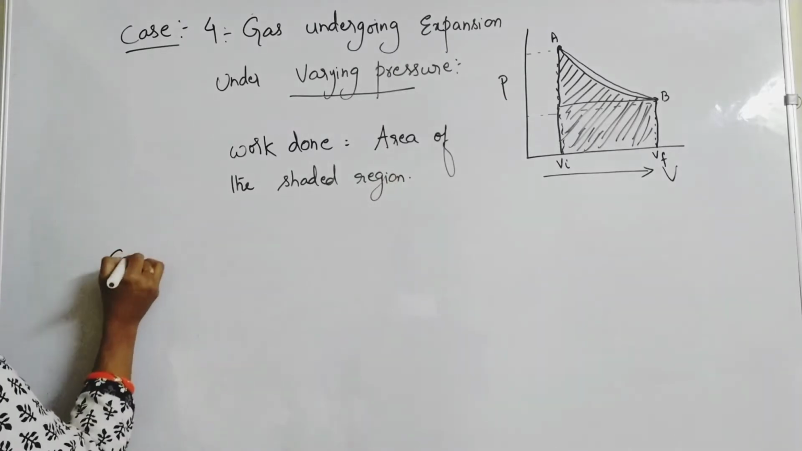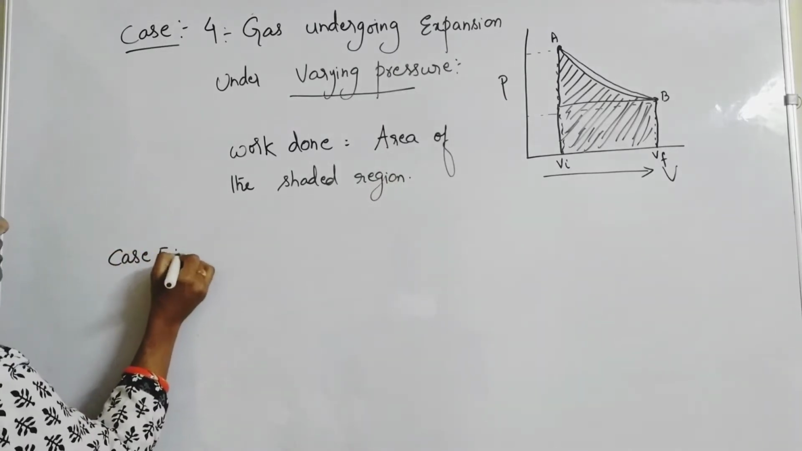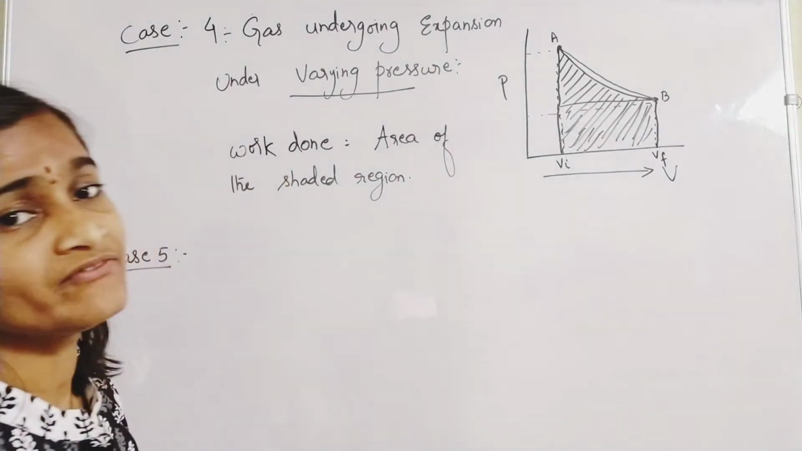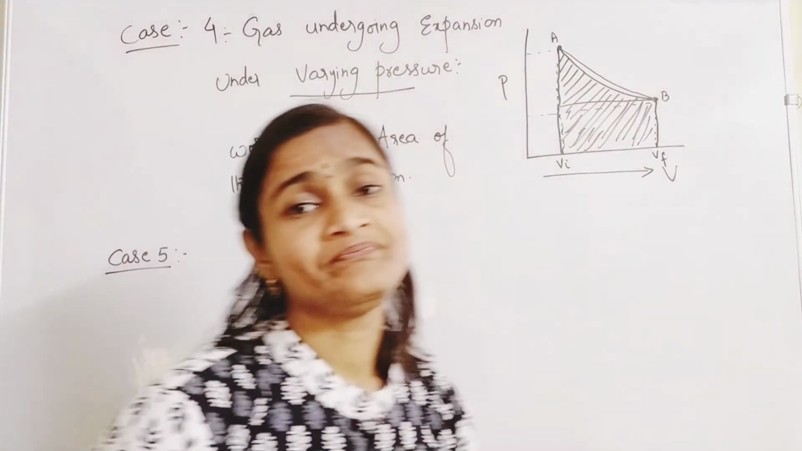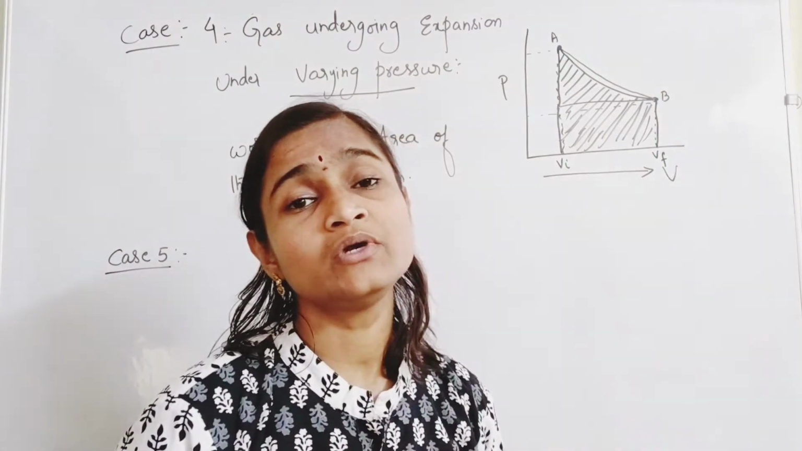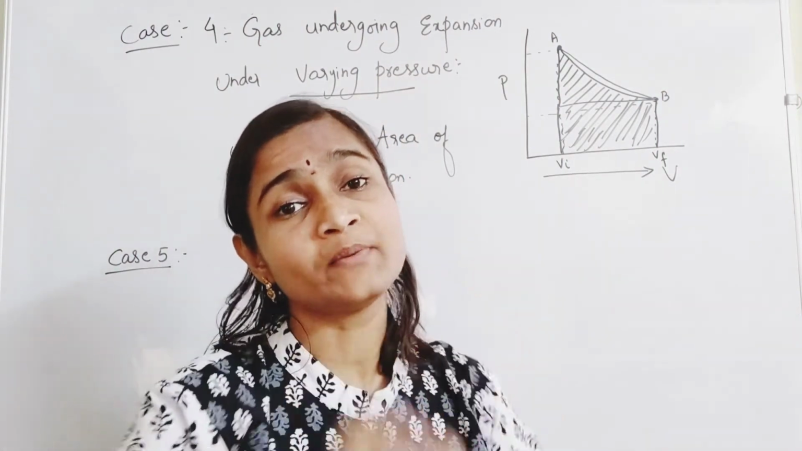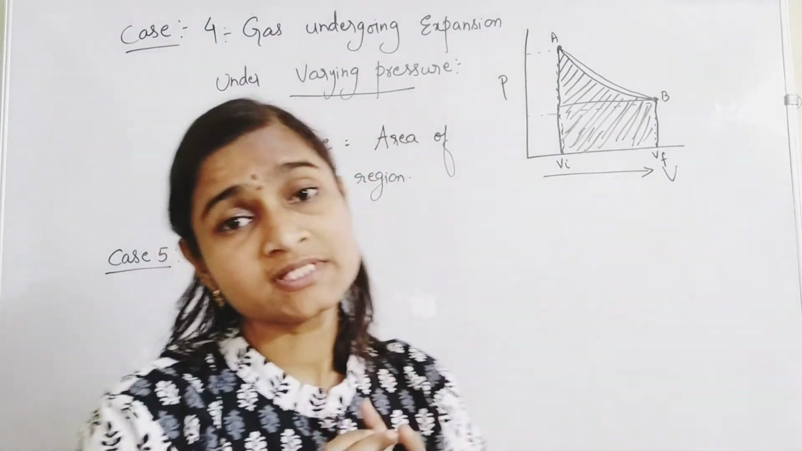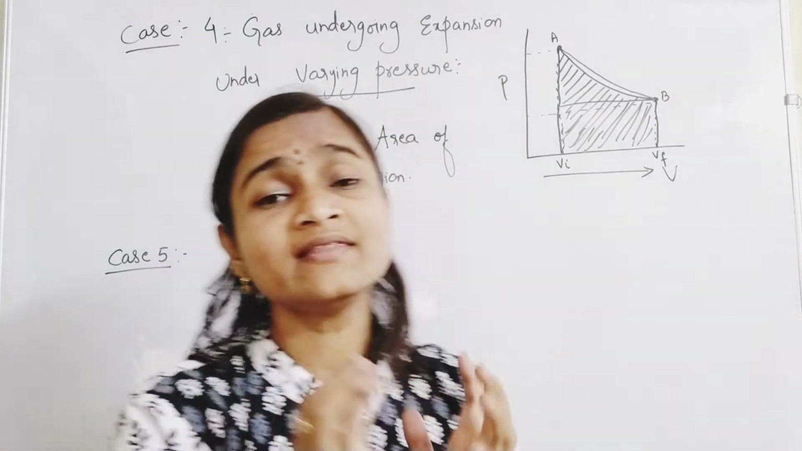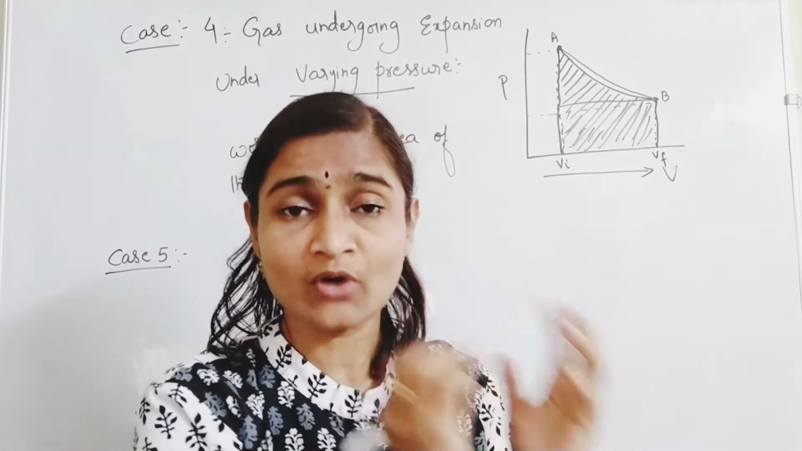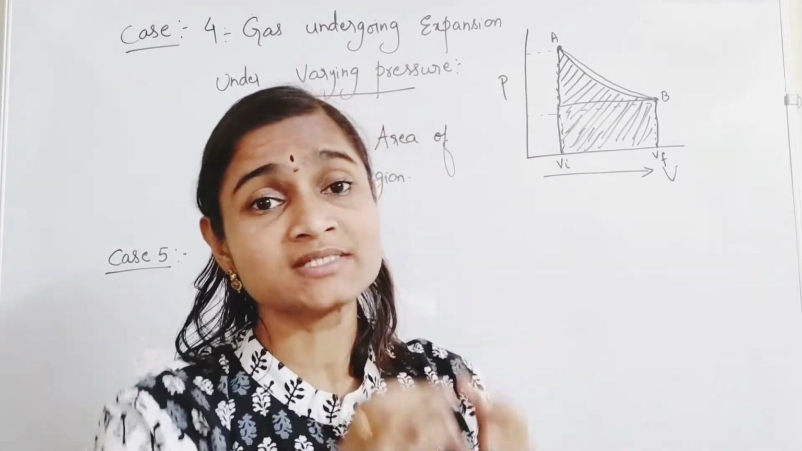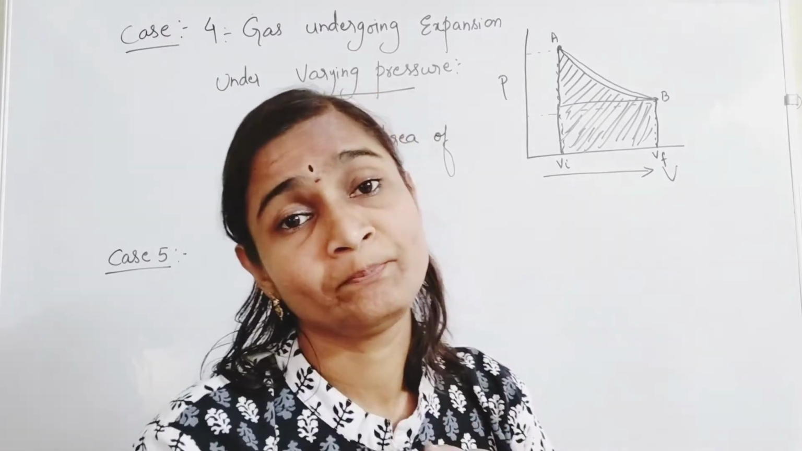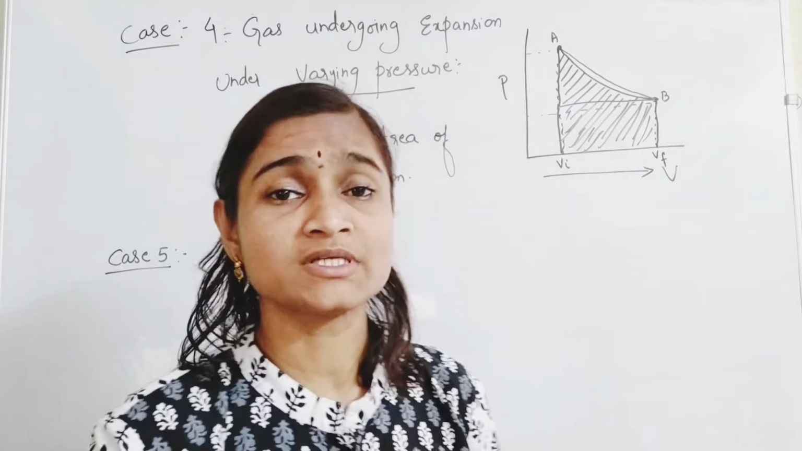Same like that, let us go for case 5. This is a little bit different. So what is case 5? Case 5 tells you about a kind of cyclic process. A cyclic process is a process in which the system starts a process and there only the process ends also. That means initial and final points are the same in cyclic processes.